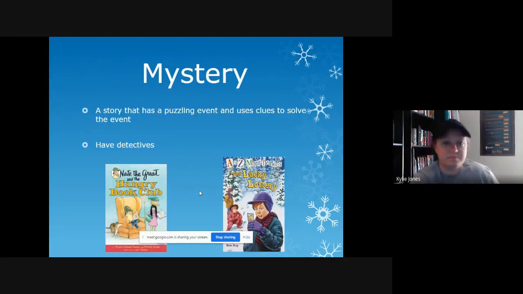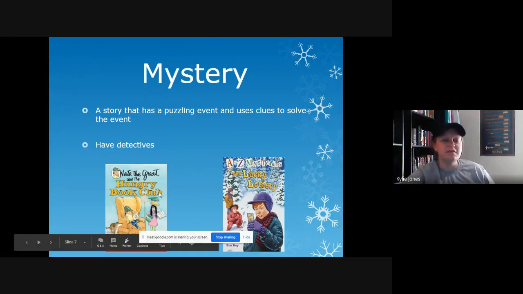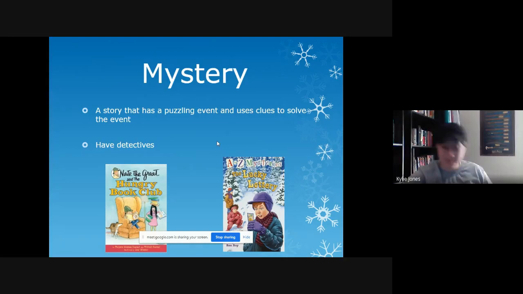And I think this might be the last one. Nope, not yet. Mystery is another type of fiction because it's a story that has some puzzling events and uses clues to solve the event. There's detectives usually, but usually it's not completely true. These are made-up mysteries. They're super fun. So things like that are Nate the Great and the Hungry Book Club, A to Z Mysteries, The Lucky Lottery. I really liked Encyclopedia Brown when I was growing up. That was a fun one.